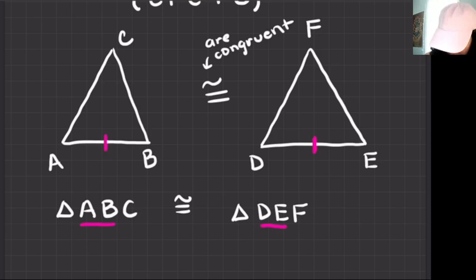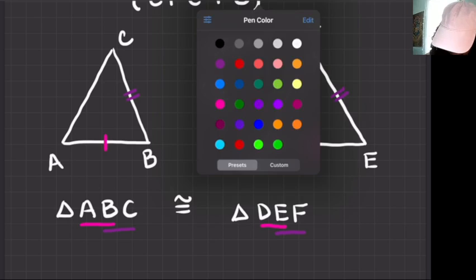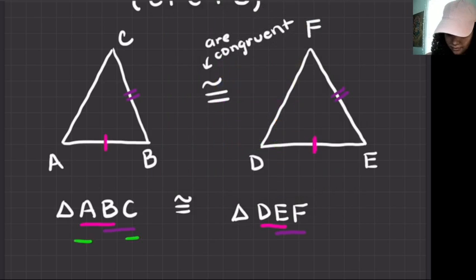Same thing happens with BC. If I look at BC, that corresponds to EF on the other triangle. And last but not least, let's say I look at AC in green, that corresponds to DF over here, okay? So CPCTC, what it says is that each of those corresponding parts are congruent to each other, okay? You can say that about the sides.